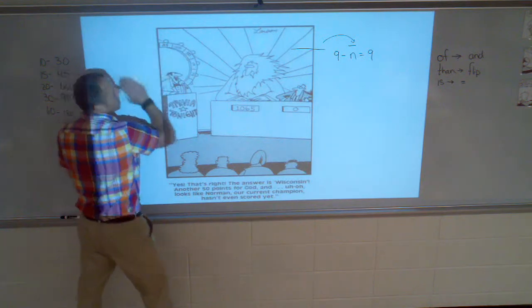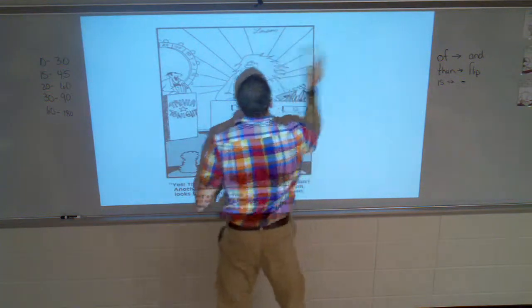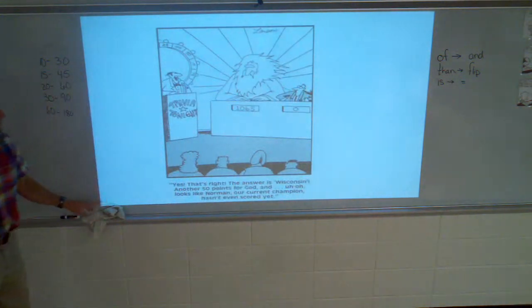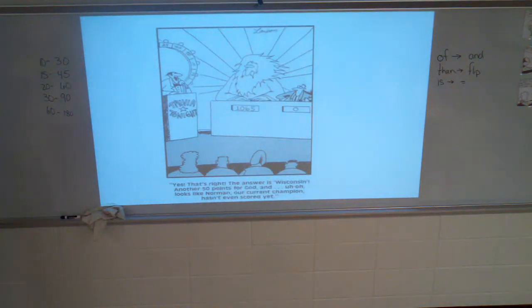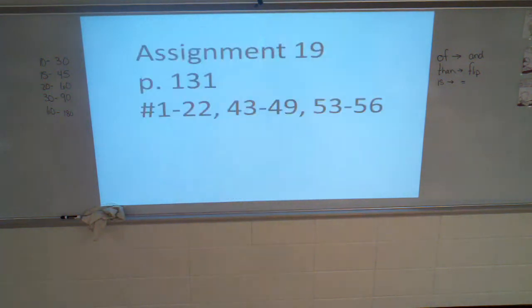Here's a comic for you. It says, yes, that's right. The answer is Wisconsin. Another 50 points for God. And, looks like Norman, our current champion, hasn't even scored yet. Man, that would stink. Can you imagine getting your chance to go on a game show, like Jeopardy or something, and having to go against God?